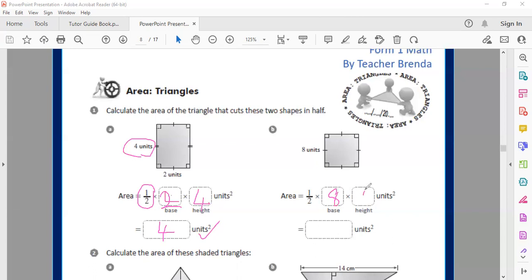How about this? Base is 8, height is 8. Look, 8, 8. So 8 times 8, 64. 64 divided by 2, 32. Very good.